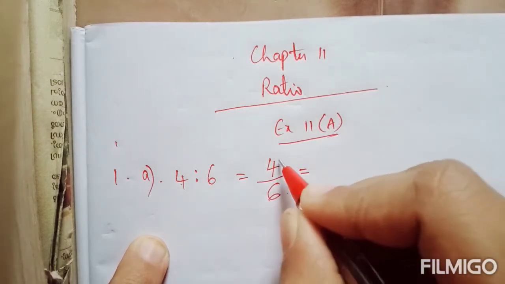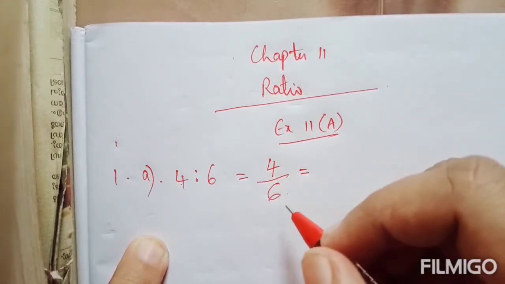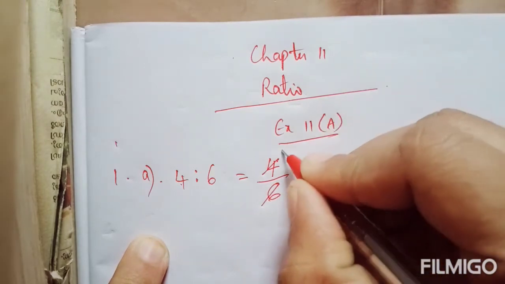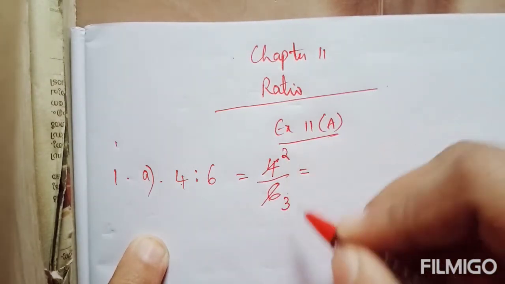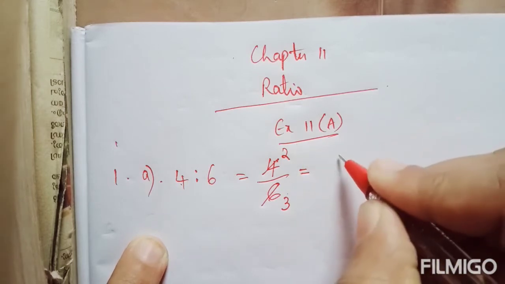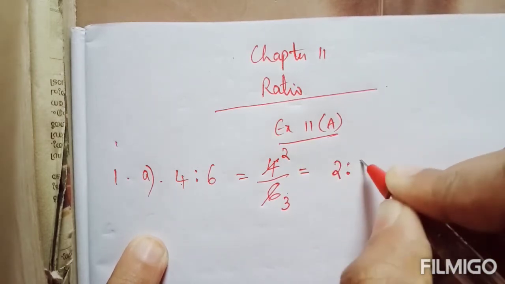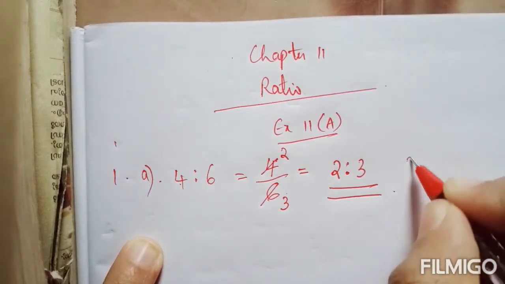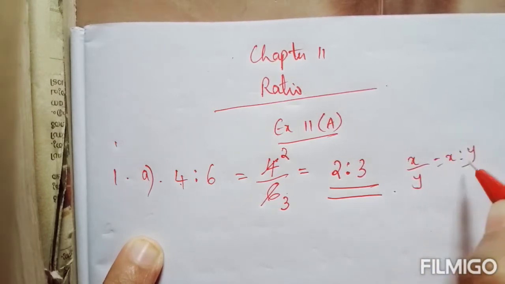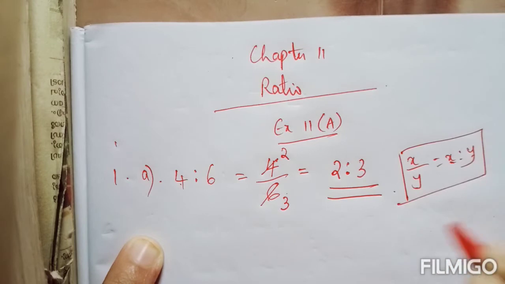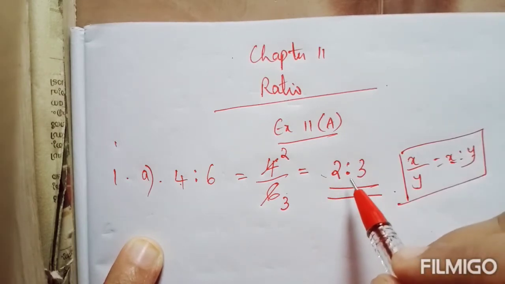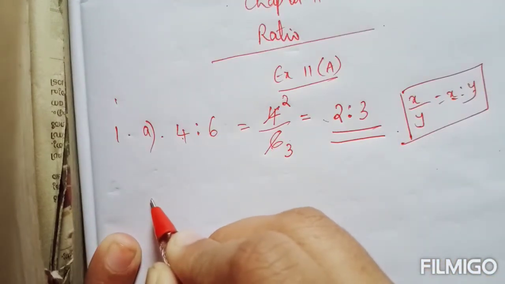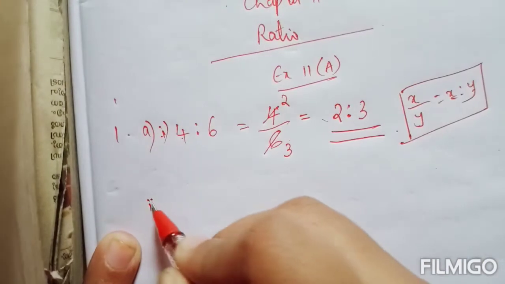Now on simplifying or writing this in its lowest term, what we will get? 4 and 6 both will go in 2. You will get 2 here and 3 here. You will get 2 by 3. Okay, 2 by 3. We can write 2 by 3 as 2:3. Okay, x by y, we can write it as x:y. So 2:3 is the simplest form of that ratio 4:6.